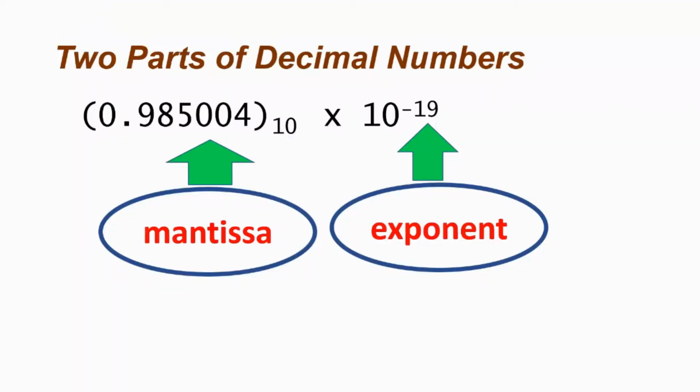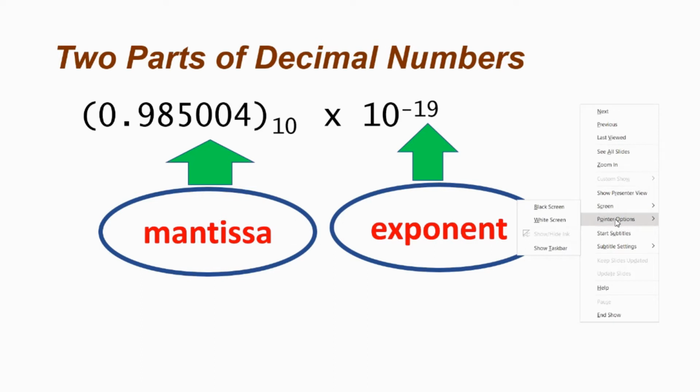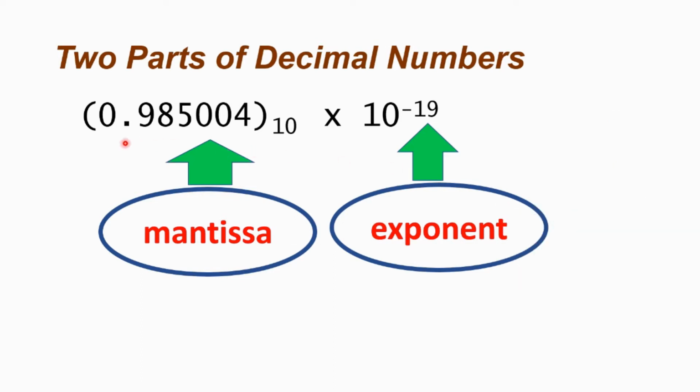First, let's look at the two parts of decimal numbers. First is the fractional part, which we see out here. This is known as the mantissa, and then multiplied by 10 to the power minus 19. This minus 19 is known as the exponent.